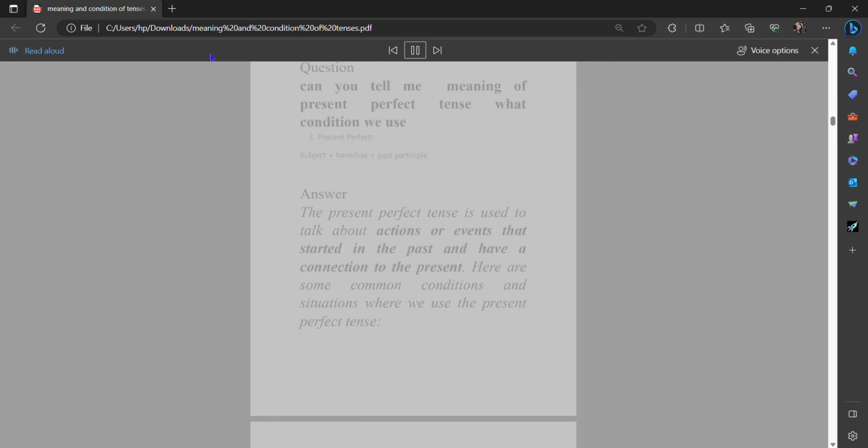Question: can you tell me the meaning of present perfect tense? What condition do we use? Present perfect: subject plus have, has plus past participle. Answer: the present perfect tense is used to talk about actions or events that started in the past and have a connection to the present. Here are some common conditions and situations where we use the present perfect tense.